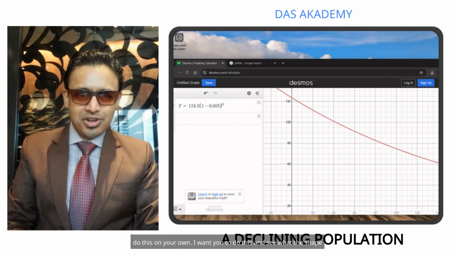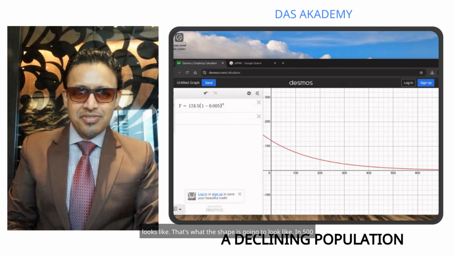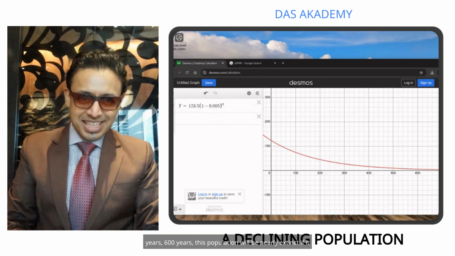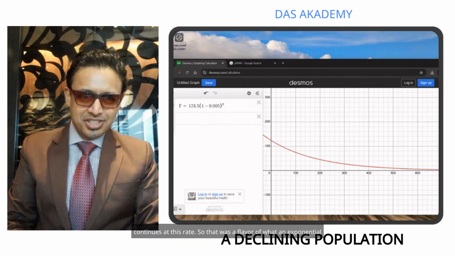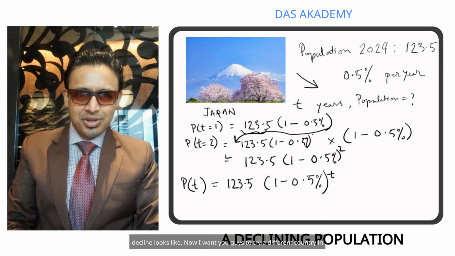So you can do this on your own. I want you to do this and see what the shape looks like. That's what the shape is going to look like. In 500 years, 600 years, this population will be nearly extinct if it continues at this rate. So that was a flavor of what an exponential decline looks like.